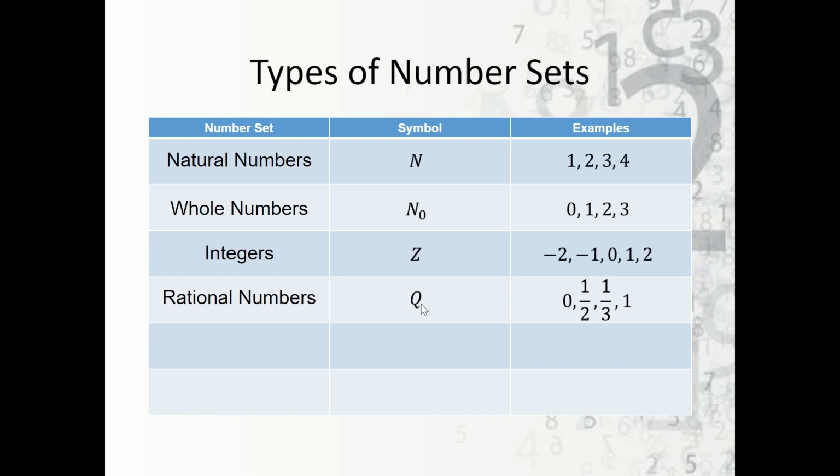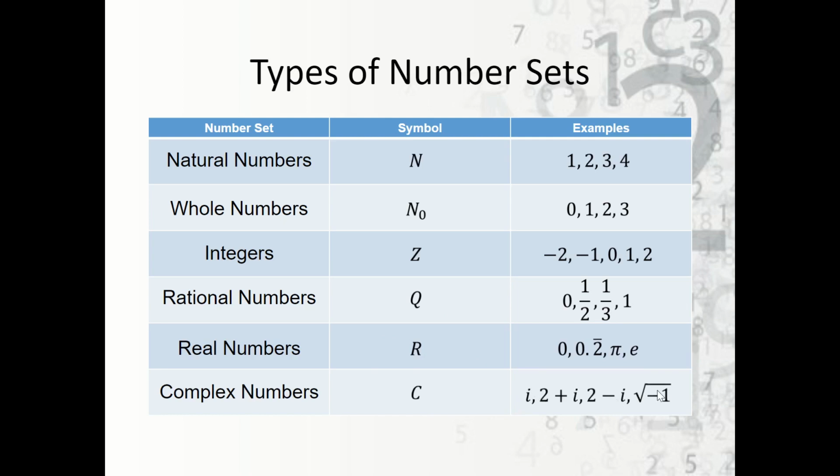After we learned about rational numbers, we learned that there were numbers that go on forever. They don't fit into any perfect fraction. So we call those the real numbers. And our symbol for that is R. Some examples of that would be 0, 0.2 repeating, pi, e. Any of those would work. Those are all real numbers. And then lastly, we learned that there were complex numbers or imaginary numbers. And the symbol for that is C. And those include our i's and our square roots of -1.